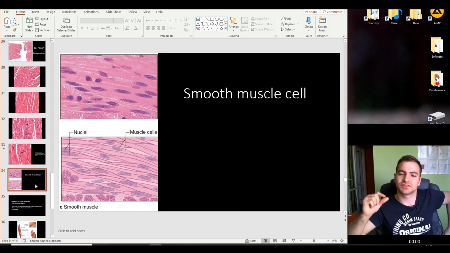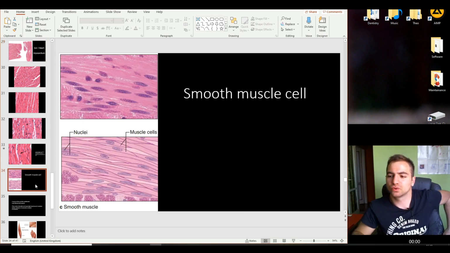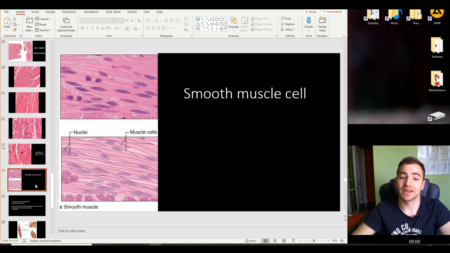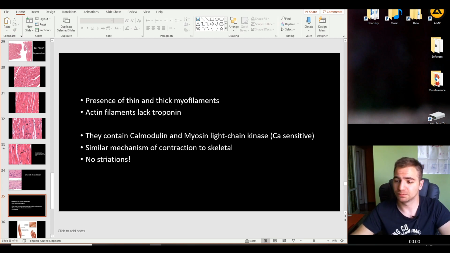Now, the smooth muscle cells have something unique, something different. They do not work in the same way that the other muscles do. Again, of course, on all three muscles, we can find the thick and thin filaments.